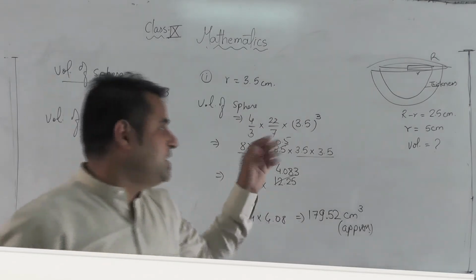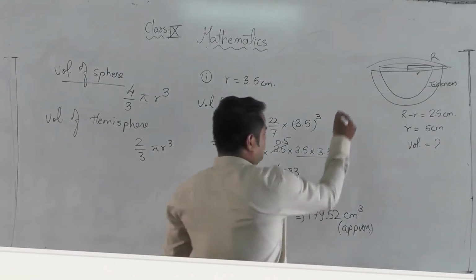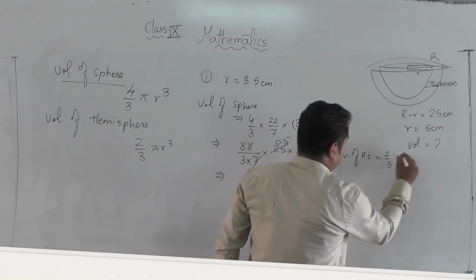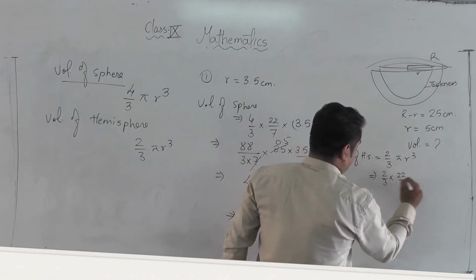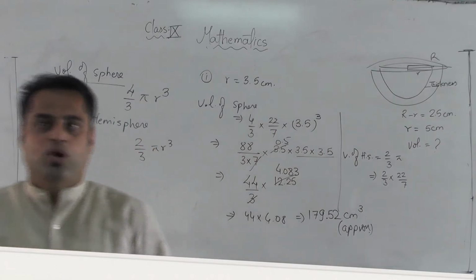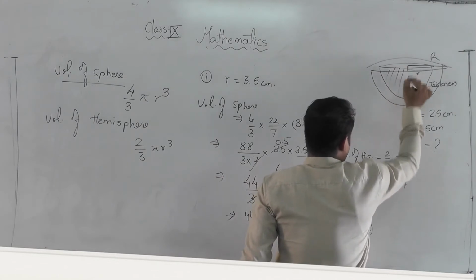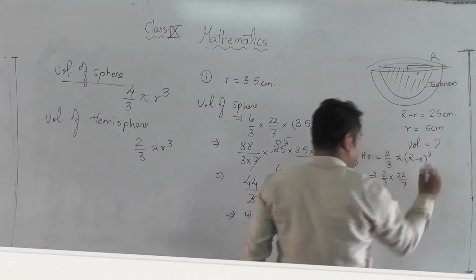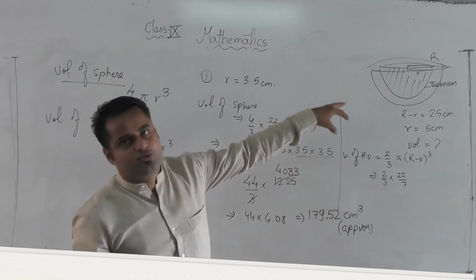Now see, our object is actually hemispherical. In a hemisphere, what is the volume? The volume of hemisphere is 2 by 3 pi r cube. Here pi is 22 by 7. Remember, this is a hollow hemisphere, which means it is empty from inside. So what we are doing here, instead of r we are keeping R minus r, the thickness. This will give us the exact volume of the steel used to make it.